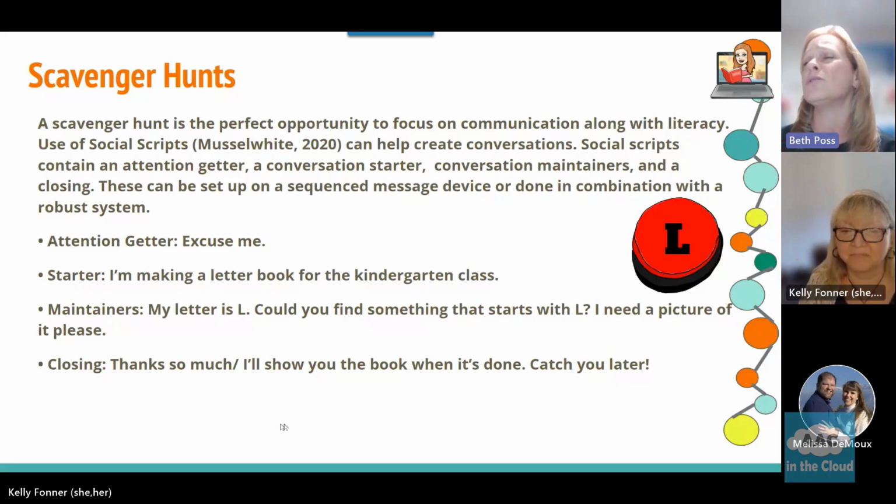But you can see how you can do this with really all levels of communicators. And all different types of communication needs.